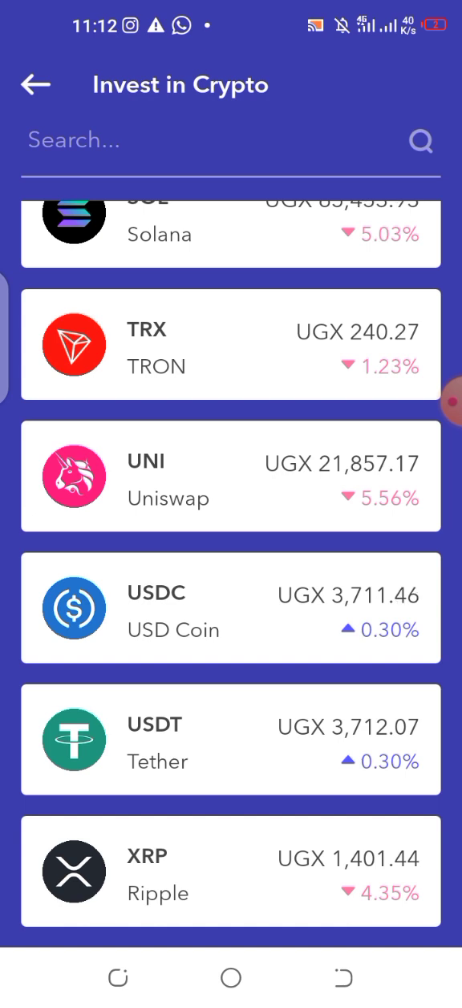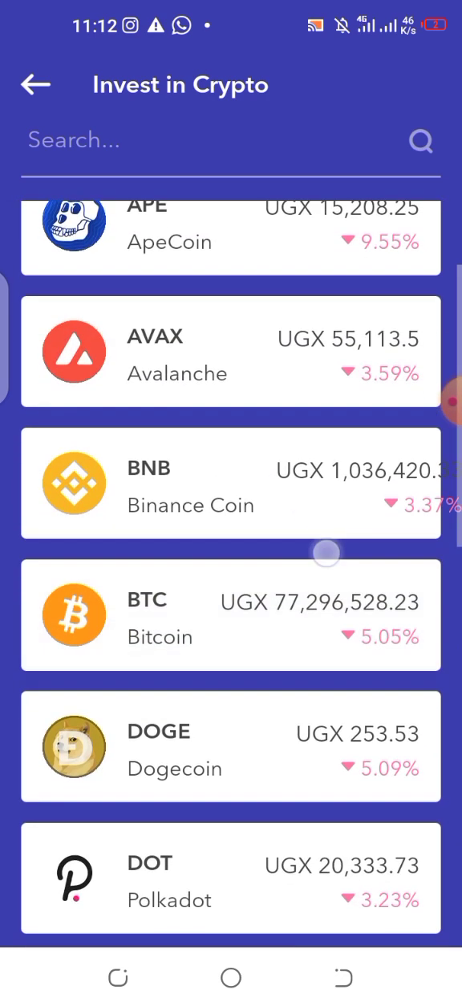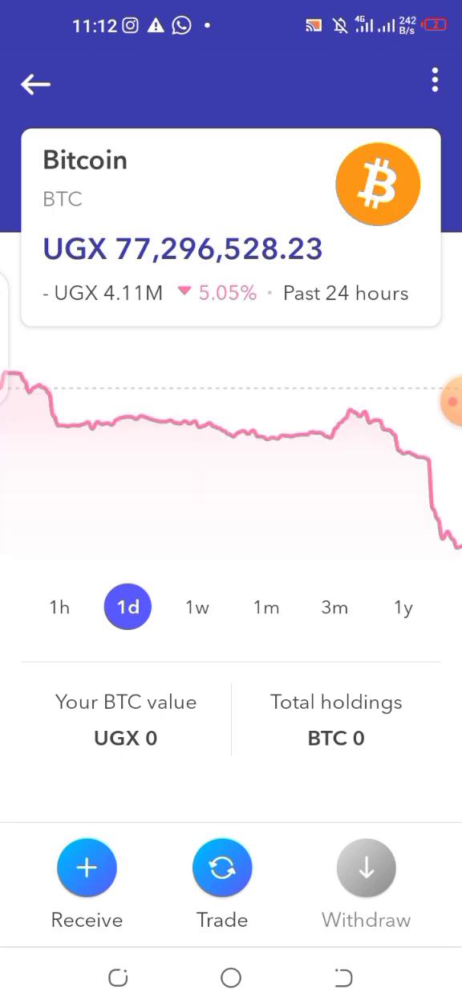So this arbitrage is between Luno and Eversend. You understand? So I want you to see the price of BTC. Let's tap BTC. The price of BTC on Eversend is 77 million, 296,528.23. That's in Uganda shillings. You understand? That's the amount, or that's the price of BTC right now. You understand?